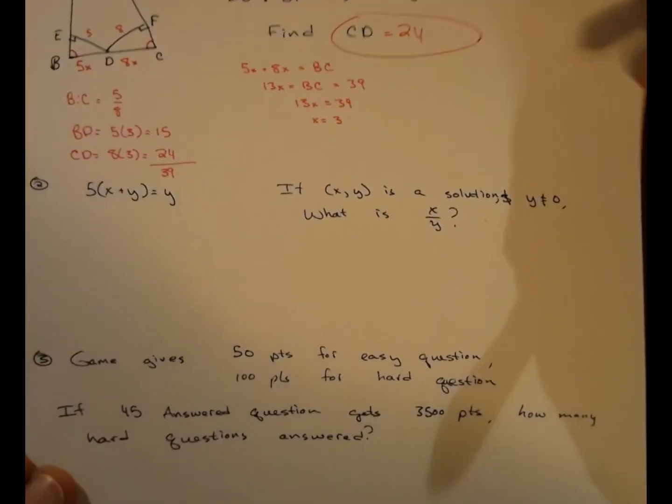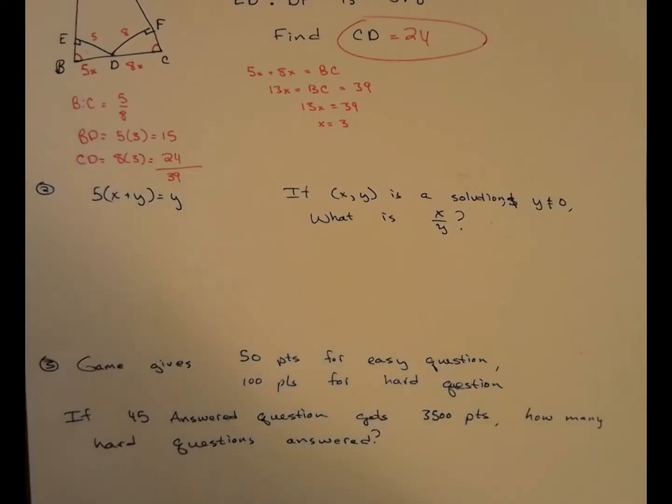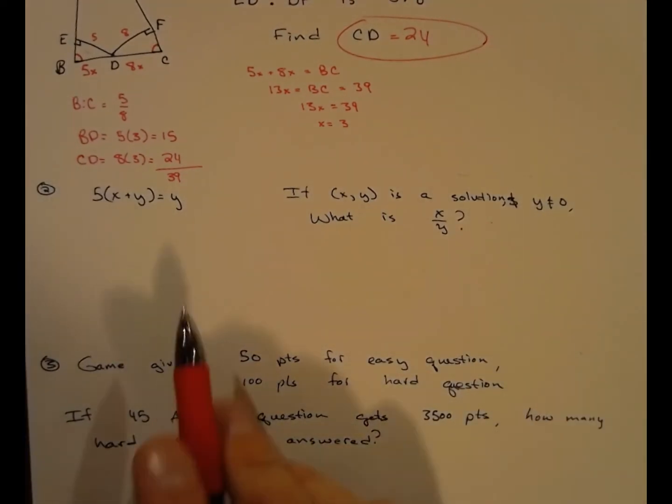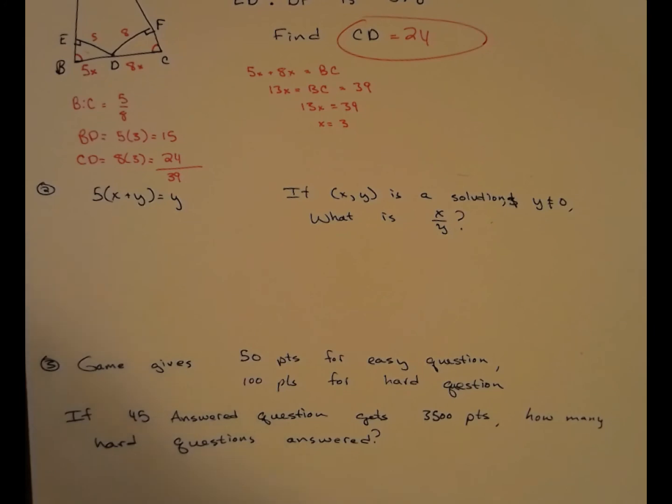This next one is a little trickier. They tell us that x and y is a solution to some equation that they give us, and they ask us what is x divided by y if y does not equal 0. So this question is a little confusing in terms of how it's worded, but once you realize what you're doing, it's not so bad. So xy is a solution.